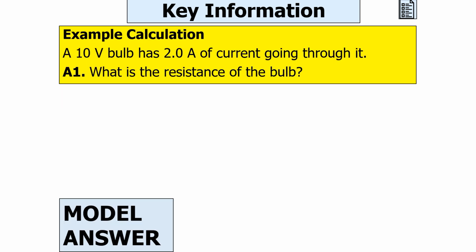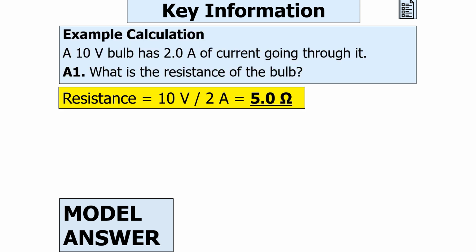So for example, a 10-volt bulb has 2 amps of current going through it. What is the resistance of the bulb? Well, resistance is potential difference divided by current, so it's 10 volts over 2 amps. The answer is 5 ohms.